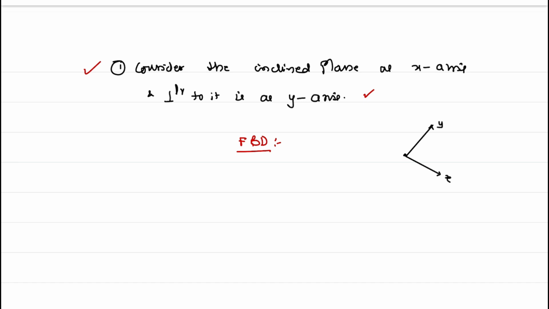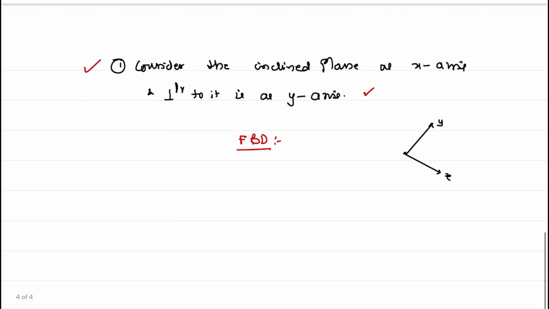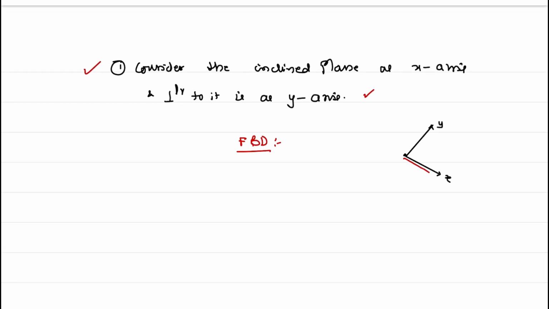What are my forces? The net force towards the direction of motion, that is MA. F, this is the frictional force, and Fn, the normal force. And a force perpendicular, irrespective of whether the object is on a horizontal plane or an inclined plane.